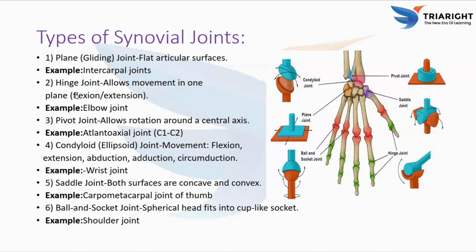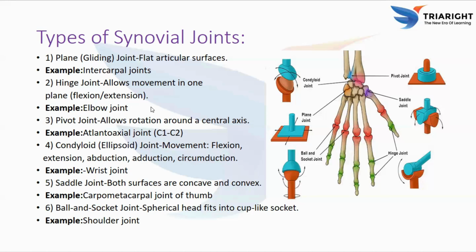You can clearly see in the picture the plane joint is the wrist bone which is present in the wrist. Next is hinge joint. So this moves only in one plane. So flexion and extension are the functions of the hinge joint. So it's like a door opening and closing. For example, elbow joint. And then pivot joint. So it allows the rotation around the central axis. For example, atlantoaxial joint, that is C1, C2, in which it allows the head rotation. So there is no other movement, but it allows the head rotation, like a knob turning or a screw rotating.